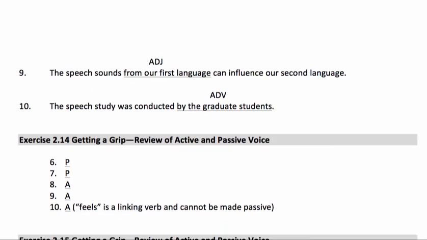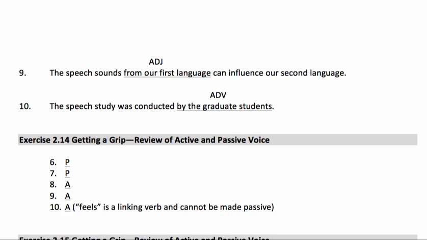So 2.14 actually asks us to look at the sentences in 2.12 and say whether they are active or passive. So number 6 from 2.12 is passive, is called. We have a be verb plus a participle. Number 7 is also passive. We have is written. So we have the be verb is plus the participle written.